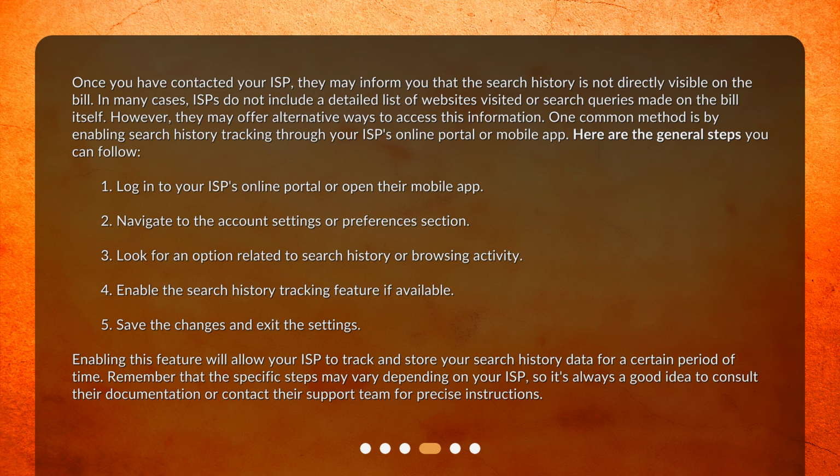Here are the general steps you can follow. 1. Log in to your ISP's online portal or open their mobile app. 2. Navigate to the Account Settings or Preferences section. 3. Look for an option related to search history or browsing activity. 4. Enable the search history tracking feature if available. 5. Save the changes and exit the settings.